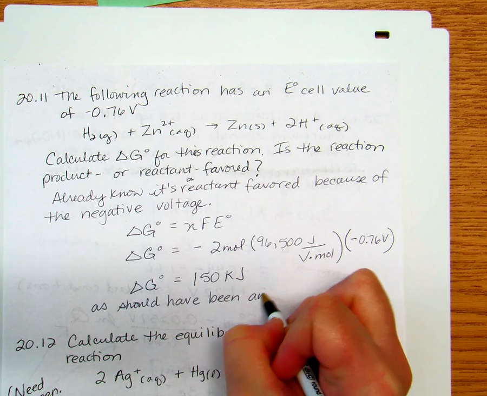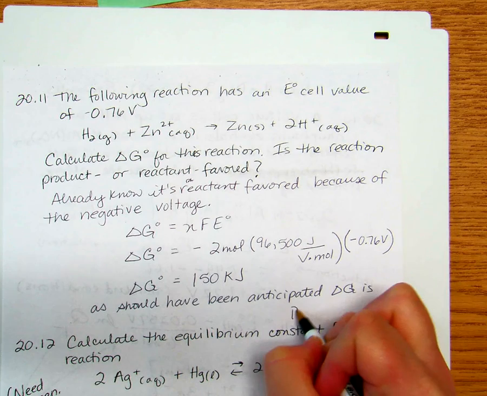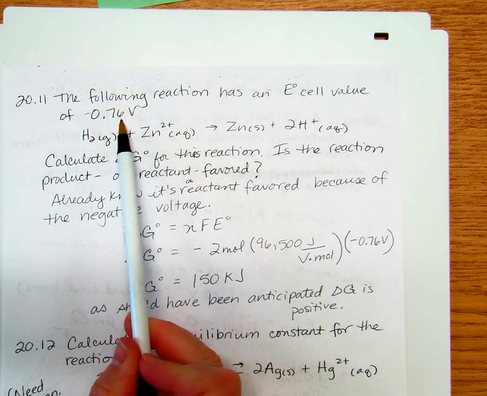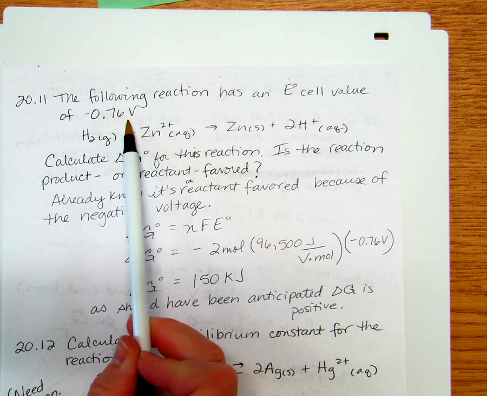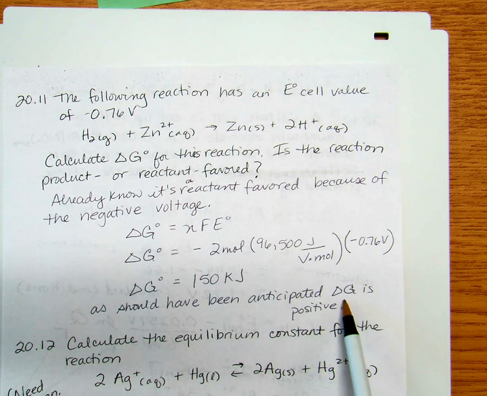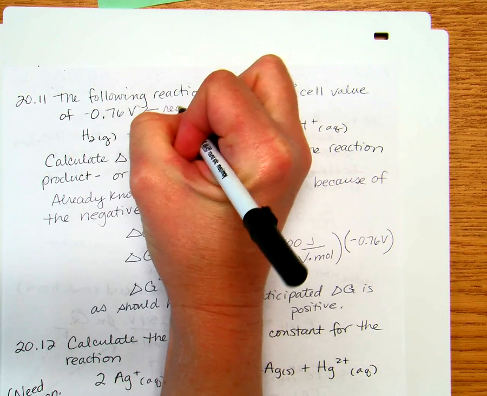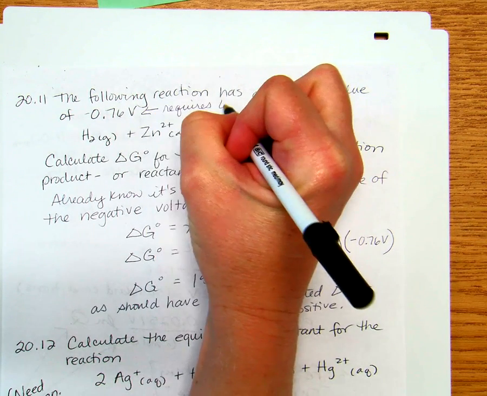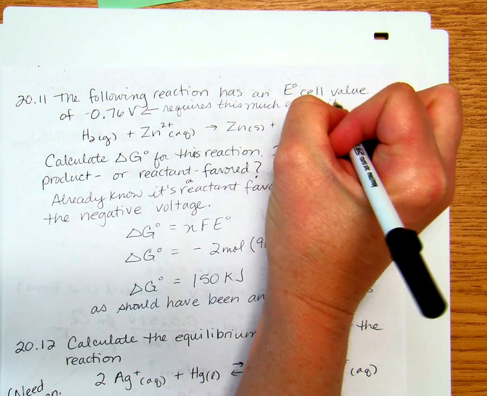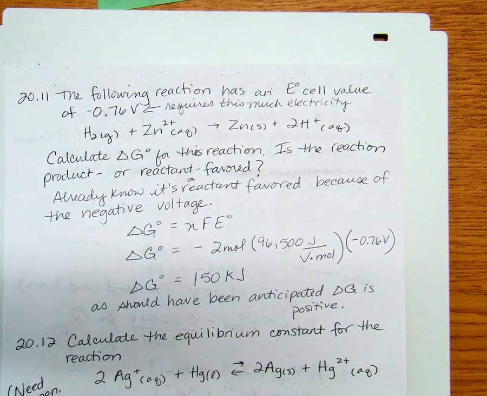As should have been anticipated, delta G is positive. Oops, and I said something backwards. I said that amount of voltage would be produced. No, it wouldn't. That would be the amount of voltage required. In other words, this is not spontaneous. It is reactant favored, and then delta G is positive because all of those things go together. That requires this much energy. Electricity, in order to have it happen, it's not spontaneous. That means it's reactant favored, positive delta G. All of those go together.